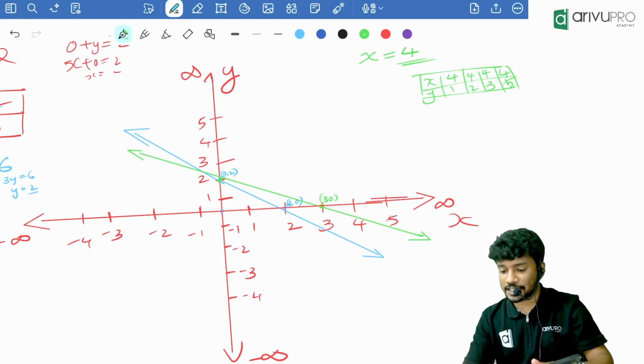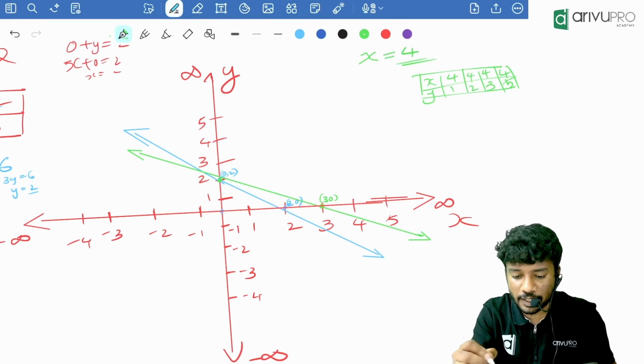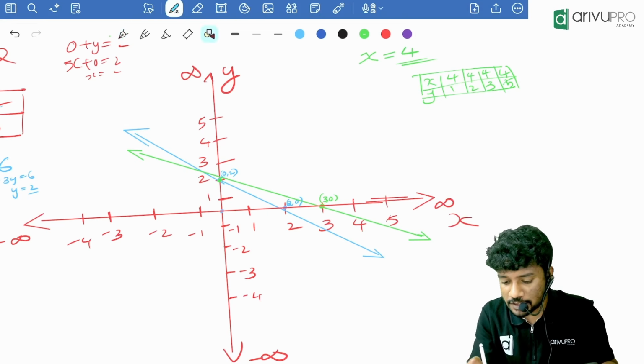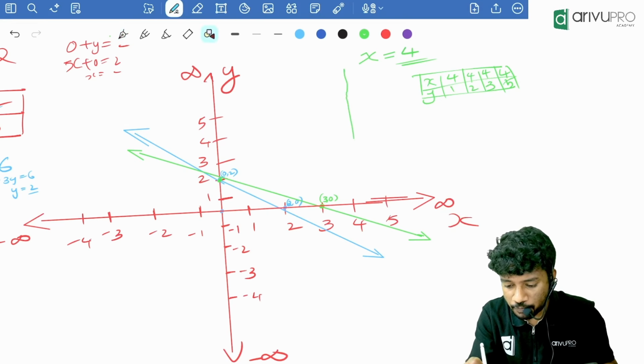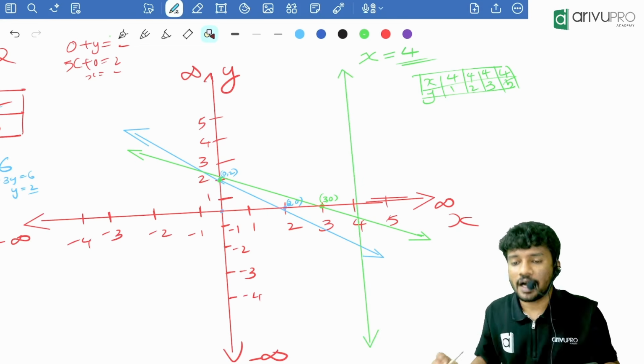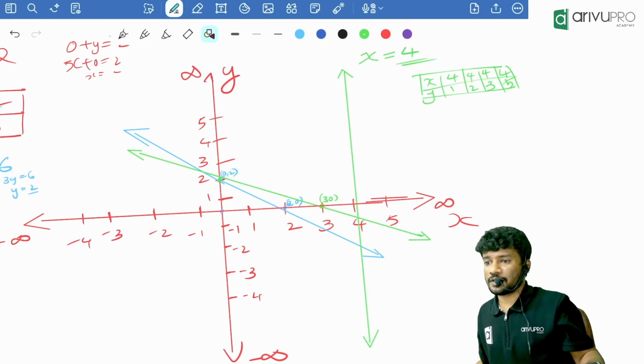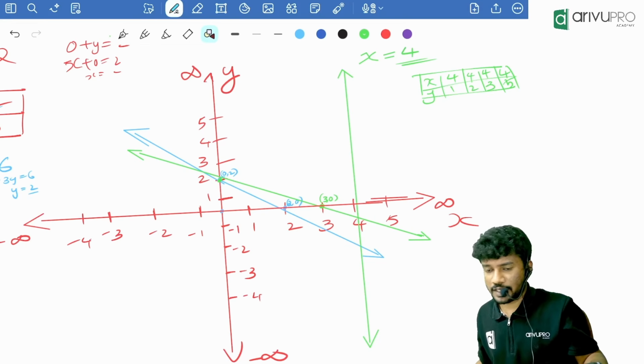X is not changing. Then people, how will the graph look like? Graph will be a straight line passing through x is equal to 4. The graph looks like this. Are you understanding it, people? X is equal to 4. Iniksha, you got it? Yes.